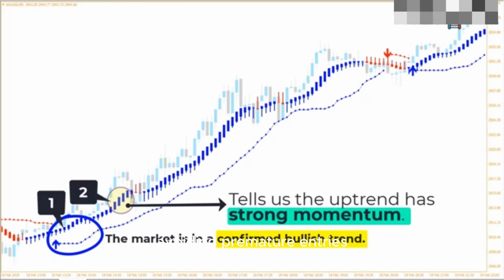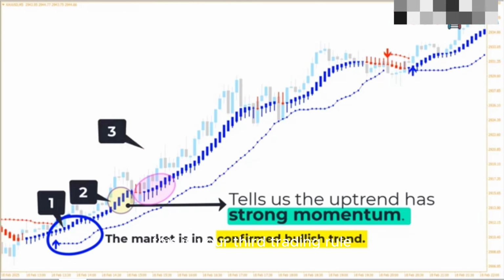Step 3, avoiding premature entries. Now here's the key moment. When do we actually enter the trade? The best time to execute a buy entry is not when the market is surging, but after a slight pullback. Specifically, we wait for the market to weaken temporarily, which is confirmed by the formation of a weak bullish candle on indicator profitable strategy 2, while indicator profitable strategy 1 remains blue. This is your third trading rule.